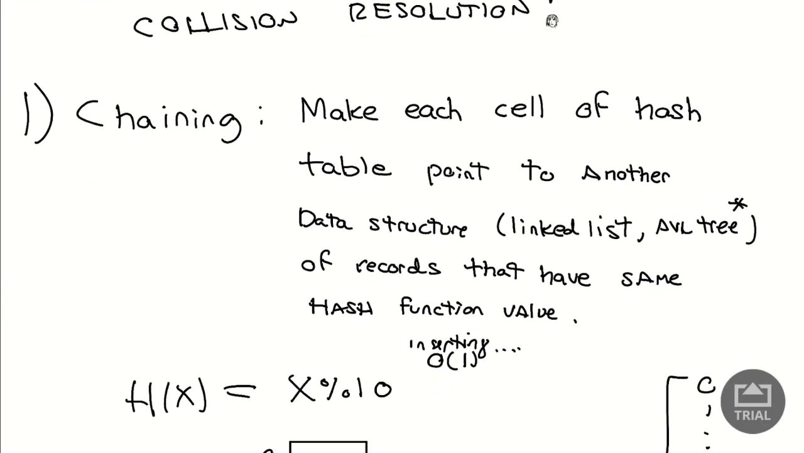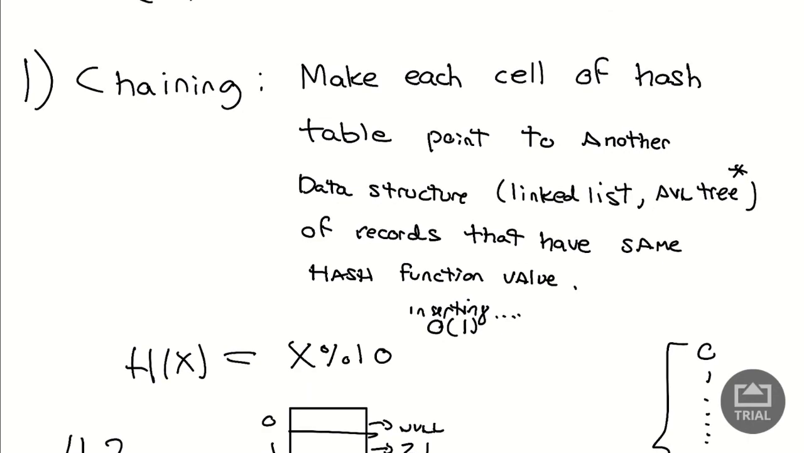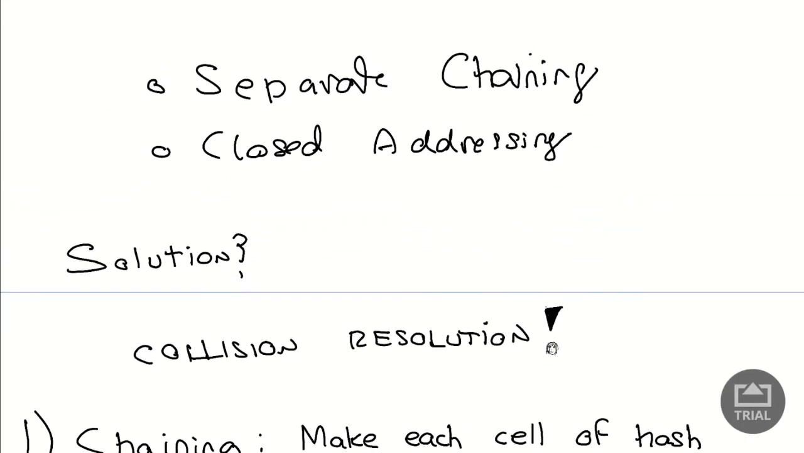So that's separate chaining. So now we can look at the formal definition. Say, almost formal. We say make each cell of a hash table point to another data structure, linked list, or AVL tree of records that have the same hash function value. Okay? So that's separate chaining, but it's also known as closed addressing.